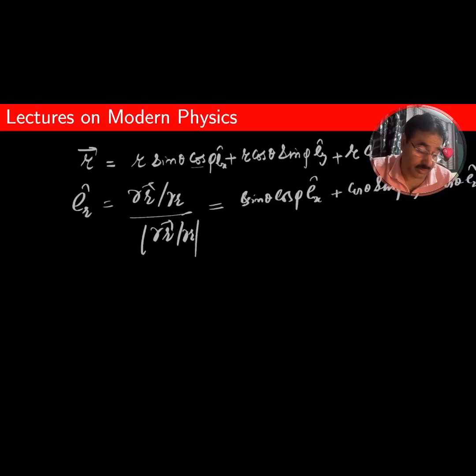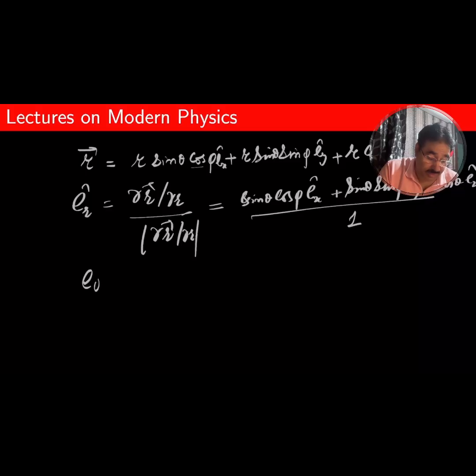So something is wrong there. Sine theta cos phi, this has to be sine theta sine phi. I could easily figure out that something is wrong. Now the magnitude would be 1, because sine square theta is common here, cos square phi plus sine square phi is 1, and then sine square theta plus cos square theta is 1. So you just divide by 1.